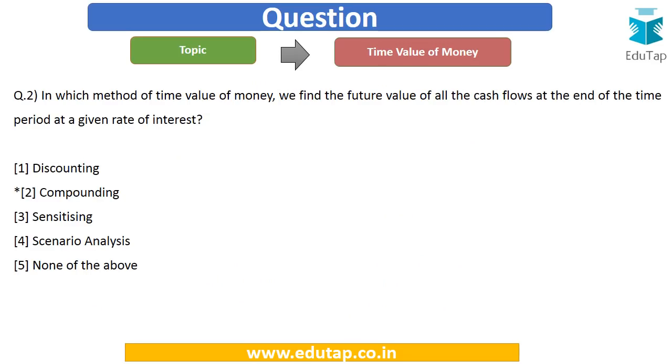So I believe now the concept of compounding and discounting are very much clear to us. So now we can easily answer that if we have to find the future value of all the cash flows at the end of the time period at a given rate of interest, what we are doing? We are compounding. So here the answer is going to be option number 2, compounding. So I hope you got this one right.